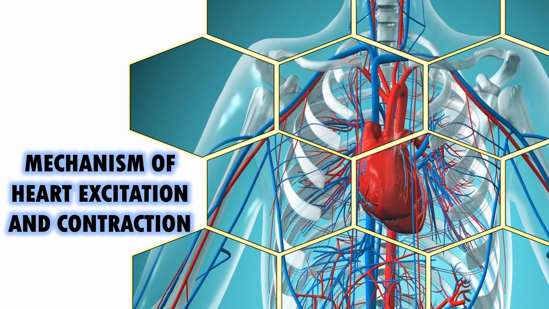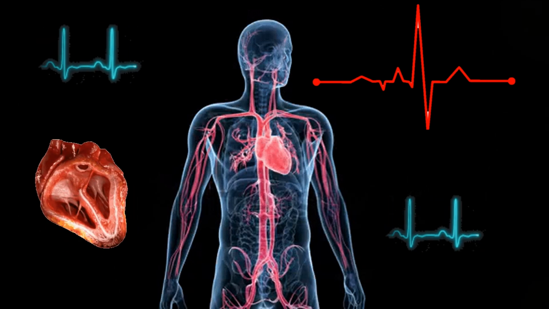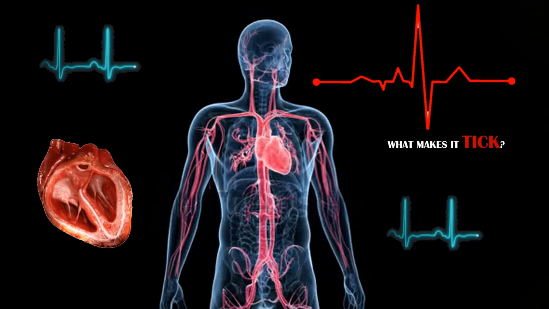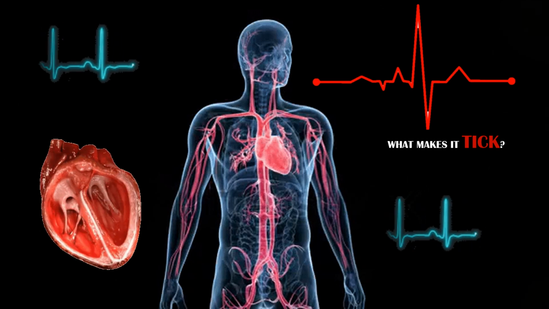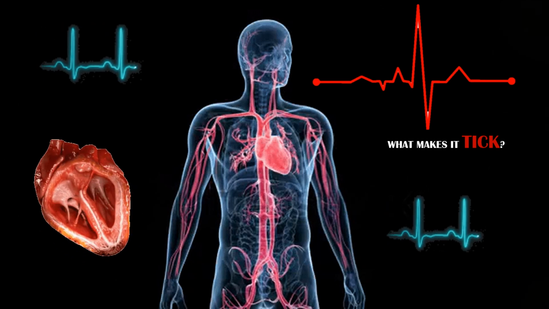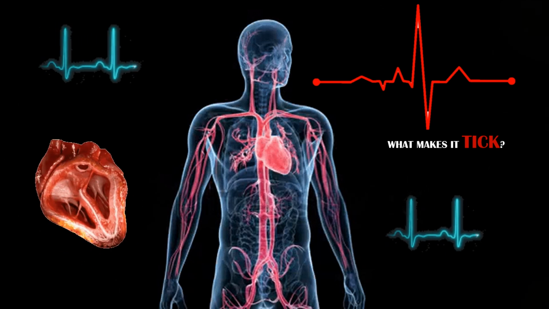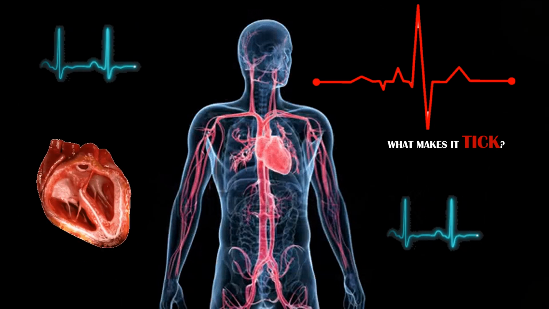In this video, we will be discussing the mechanism of heart excitation and contraction. The heart beats around 100,000 times per day, pumping blood throughout the body. But have you ever wondered what makes it tick? The mechanism of heart excitation and contraction is the remarkable process that turns electrical signals into life-giving heartbeats. It's a tiny but vital process that happens in every heartbeat. Let's dive in and explore how it works.